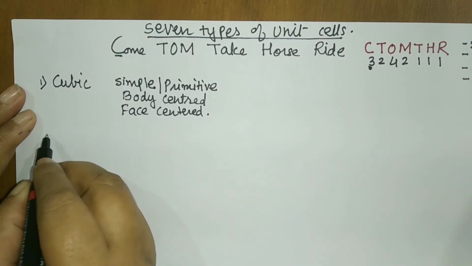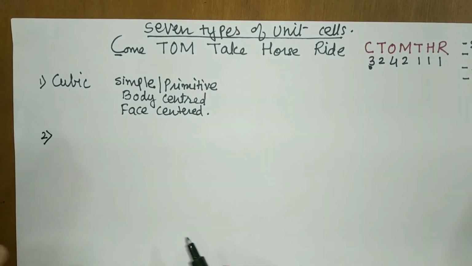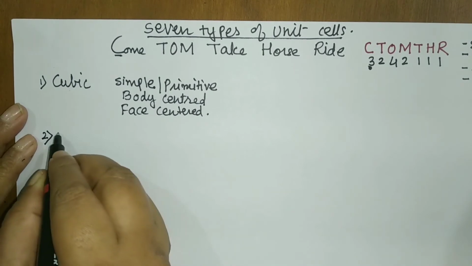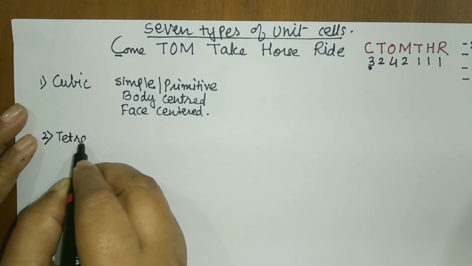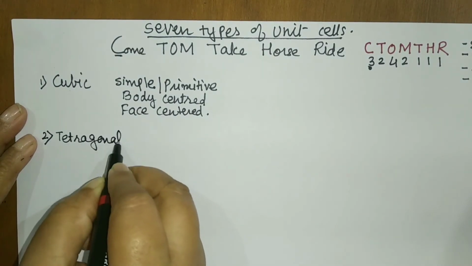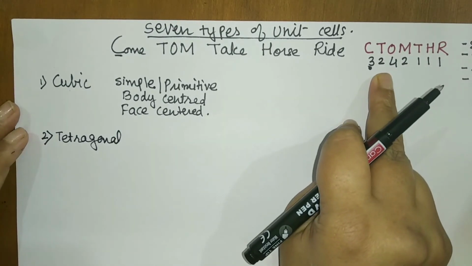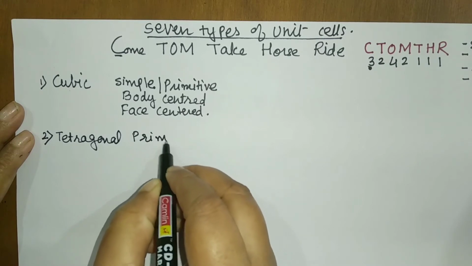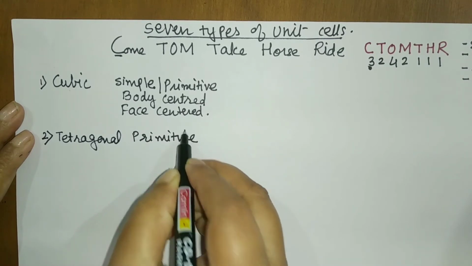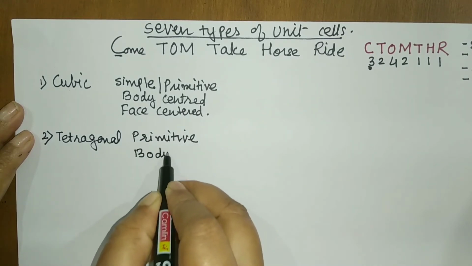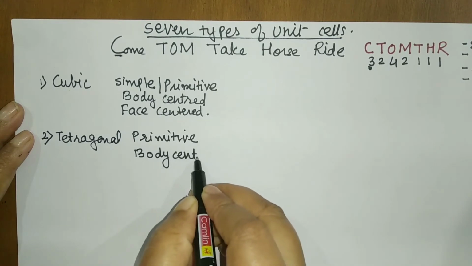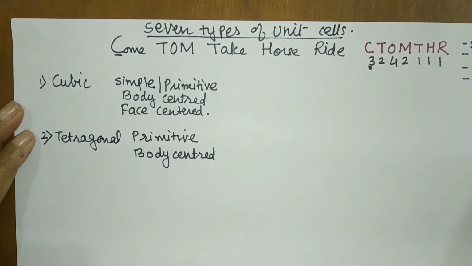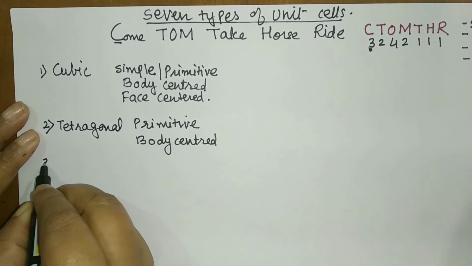Now let us come to the second one. What is second, student? It is your T. For T, it is tetragonal. The number under T is 2. So I will go for simple or primitive and body centered. Only 2.